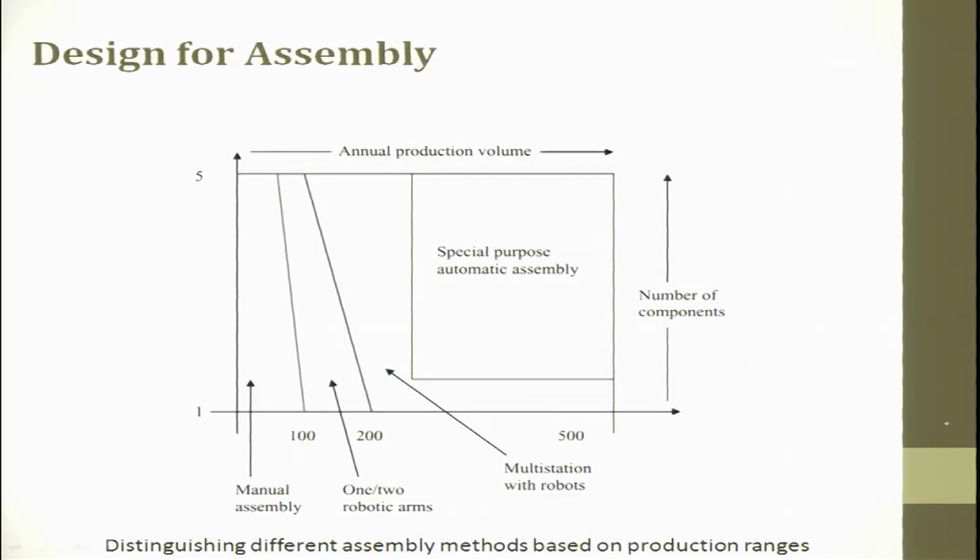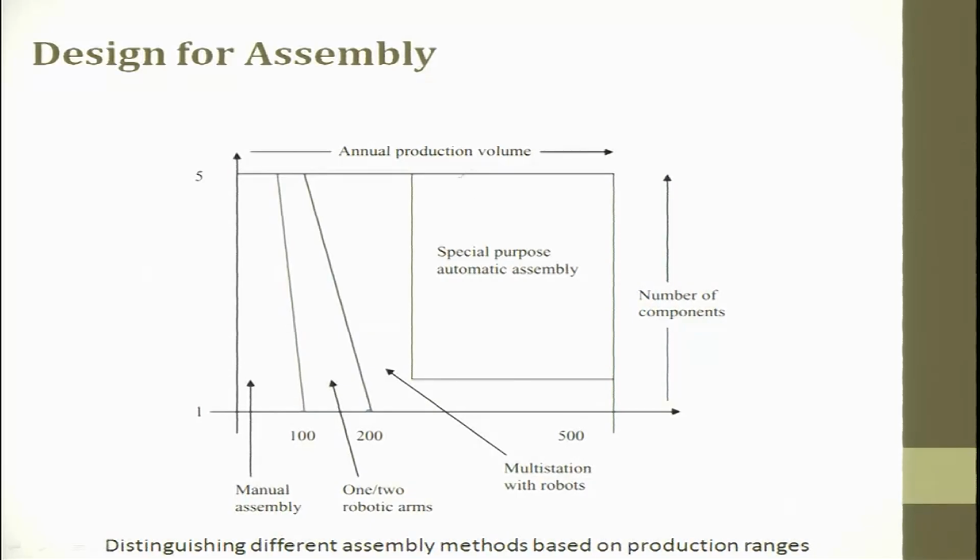When you talk about design for assembly, here we have said 1 to 5 and these numbers are given. Please note, these numbers are not sacrosanct, they are just taken for representation. So here in this graph we clearly distinguish between assembly methods based on the production range. If you want to do manual assembly, the number of parts you produce is very less or the variety is very less and the production rate is somewhere close to 100. If you want to do it with a robotic arm, you can touch 200. If you have a multiple station robotic system, you can do up to 500.